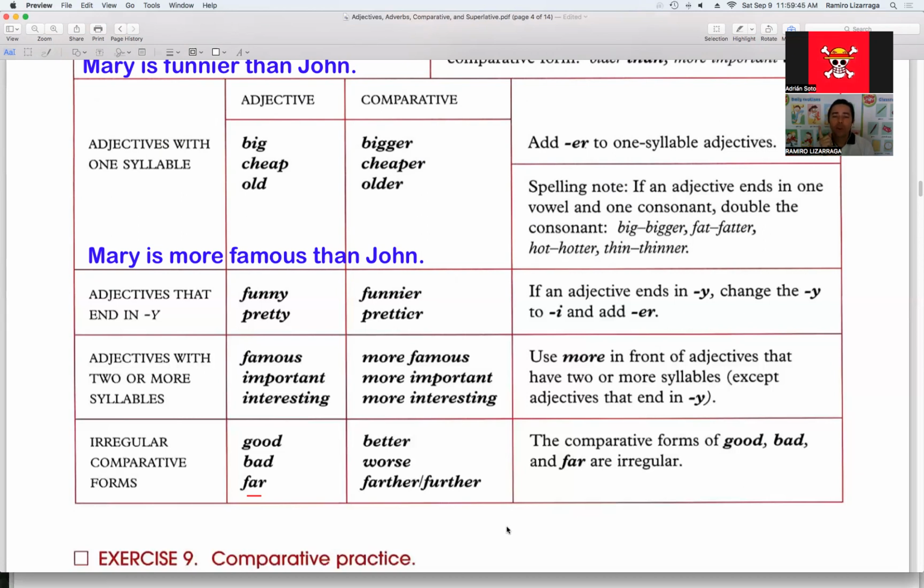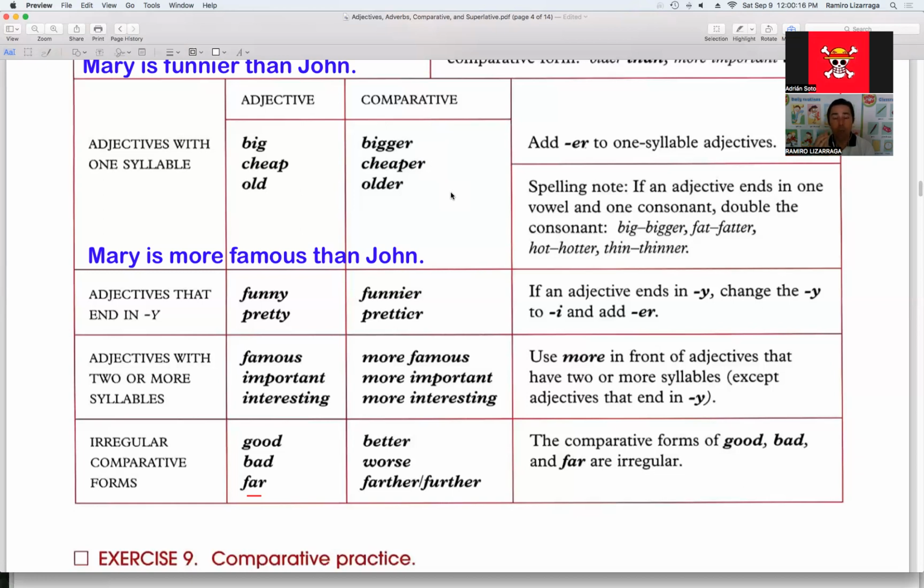Who lives farther from Los Mochis? Adrián or Leslie? Here goes the question again. Recuerden, la forma comparativa, o sea, este vocabulario es para comparar dos personas o dos objetos. Entonces, no se me vayan a confundir. Es para dos personas, dos objetos.